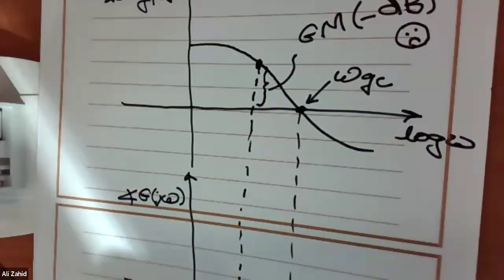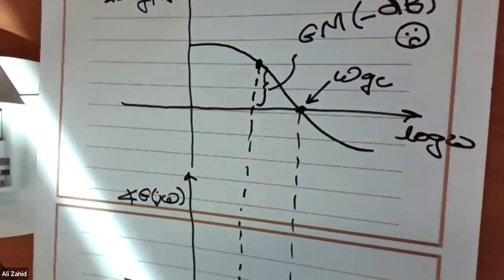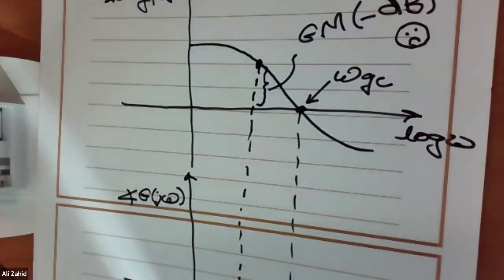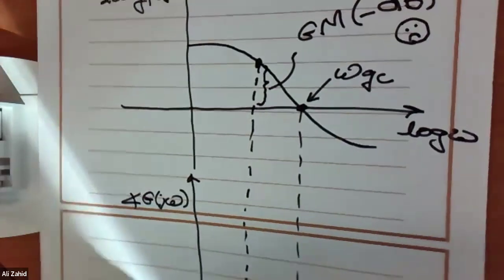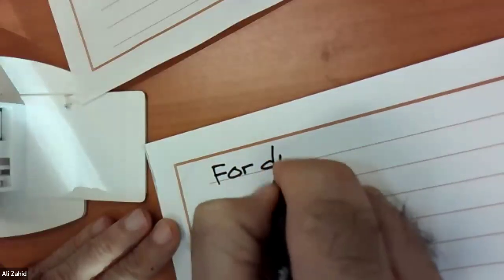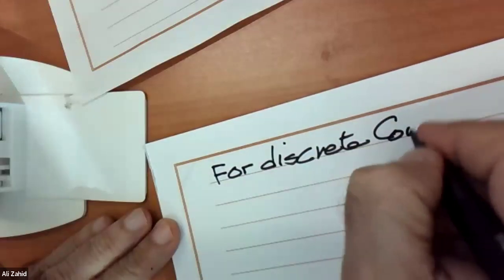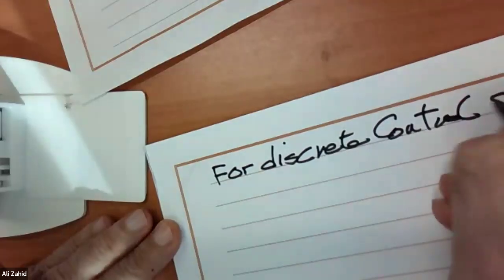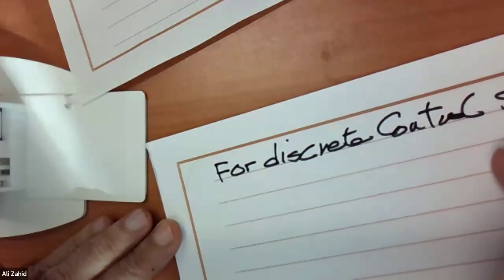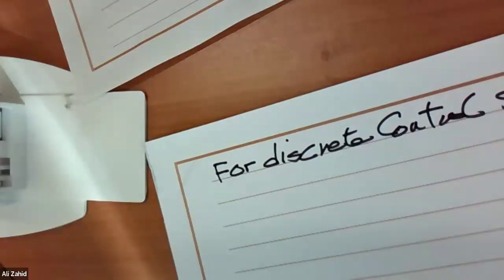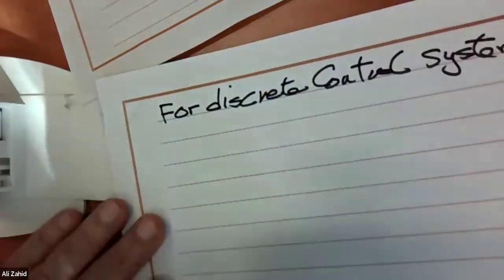Did you get it? Yes, yes. Now, I ran out of time, but I need to show you one thing for next time. What is going to change for discrete system? Let's see if you can help me here.